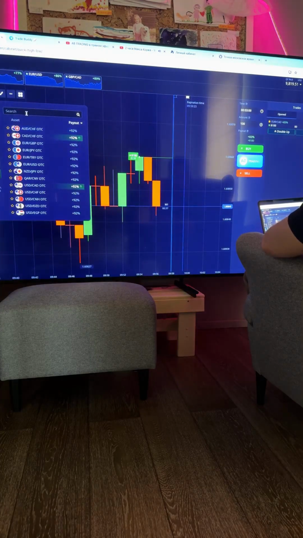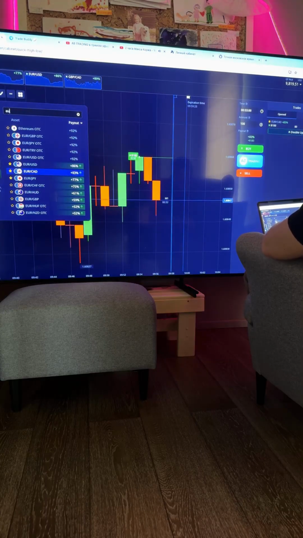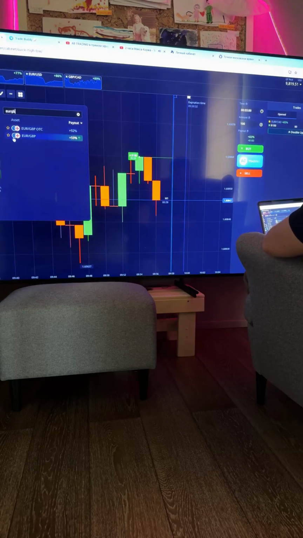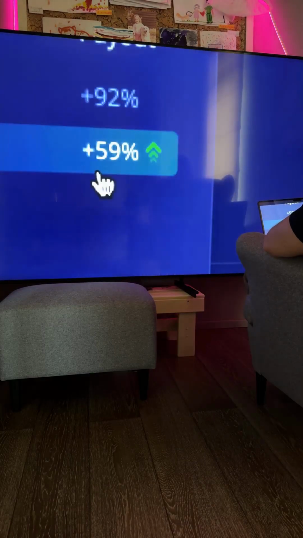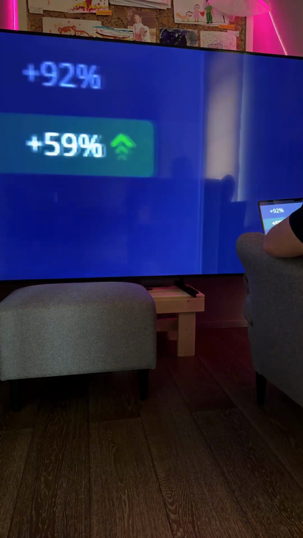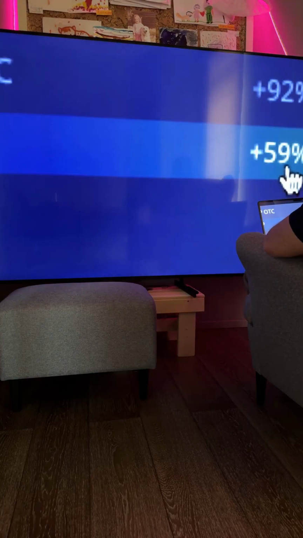Euro to British pound. Looking at the screen here, my chart is actually reversing quite strongly at the moment. Let's check the euro to British pound pair. Unfortunately, the payout percentage is only 59%, so we won't be able to work with this specific currency pair today. 59% is just far too low for our strategy.